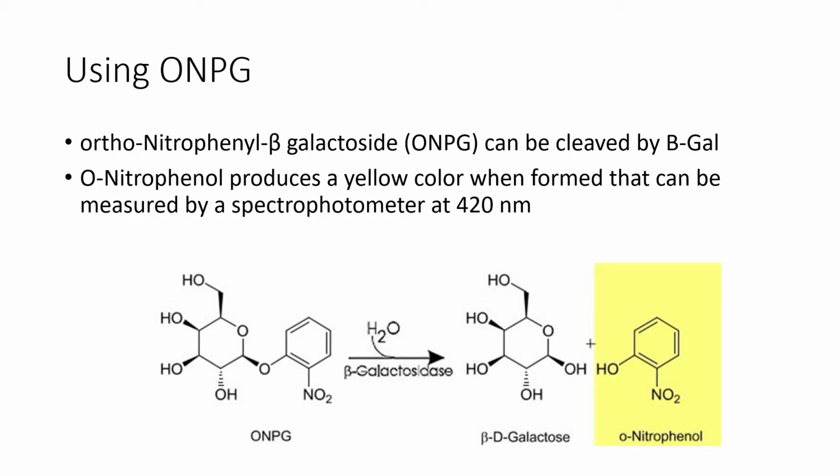So instead, for the activity assay, we're going to be using a derivative of lactose that looks similar enough that we can confuse beta-gal into hydrolyzing it. That compound is ortho-nitrophenyl beta-galactoside, or ONPG. The reaction is exactly the same as with lactose, where ONPG will be cleaved and we'll get beta-D-galactose, which will be colorless. But we'll also get another compound called o-nitrophenol. When this compound is made, it will produce a yellow color that we can measure on a spectrophotometer at 420 nanometers. So for this assay, all we're really testing is if we mix these components together, ONPG and beta-gal, will the solution turn yellow? If it does, that's a very good indication that our beta-gal is able to cleave and is functioning properly.